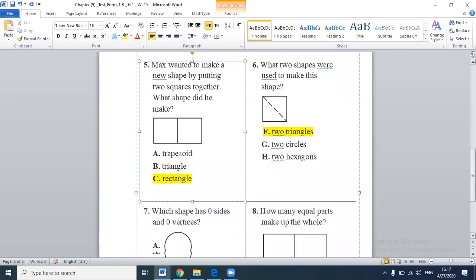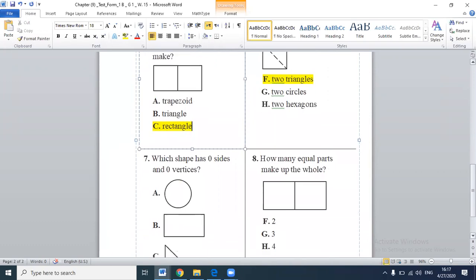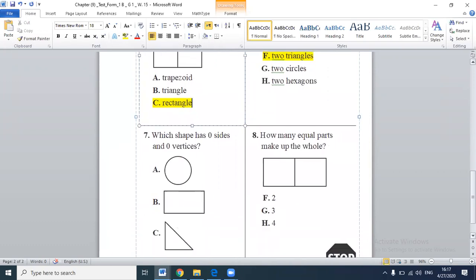Last one, number 7 and 8. Which shape has zero sides and zero vertices? Yes, well done, Hussein. A circle has zero sides and zero vertices. Okay, I have a question. How many sides for a rectangle? Four. Yes, excellent. How many sides for a triangle? Three. Yes, well done.